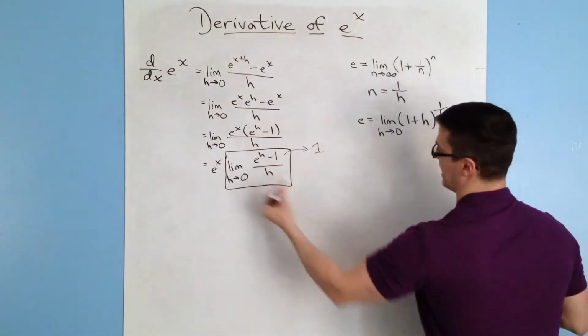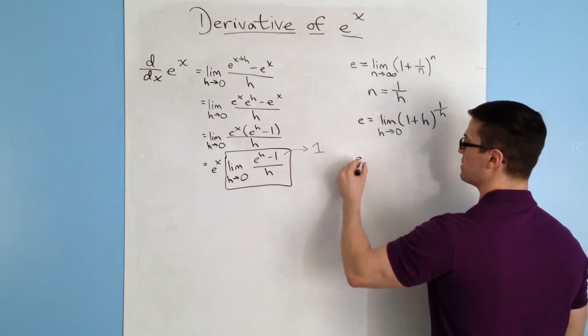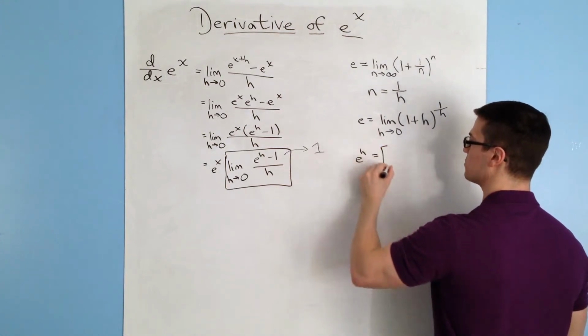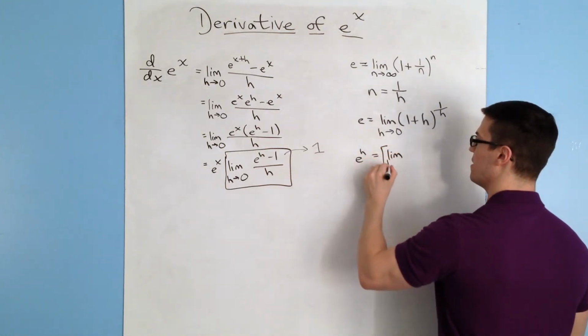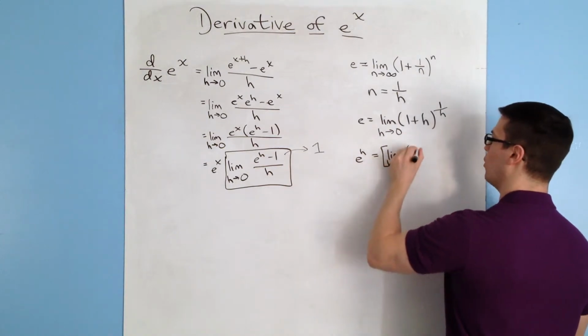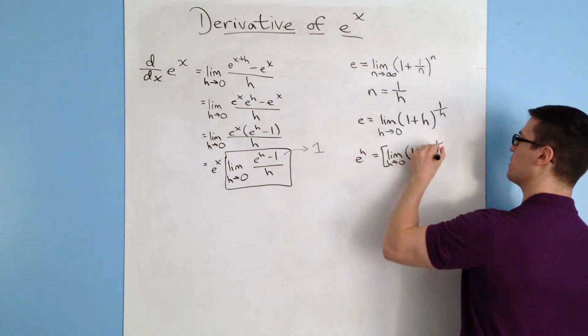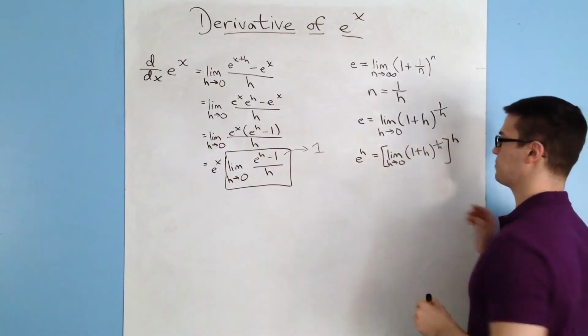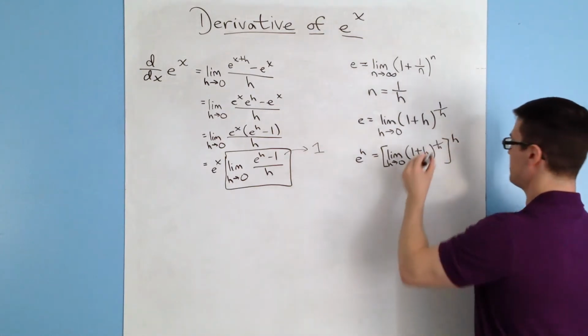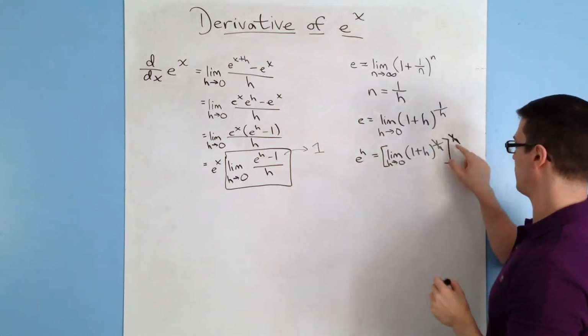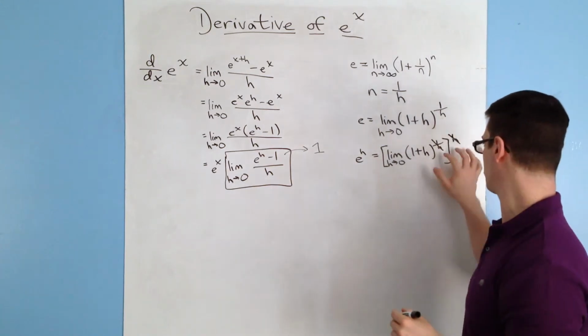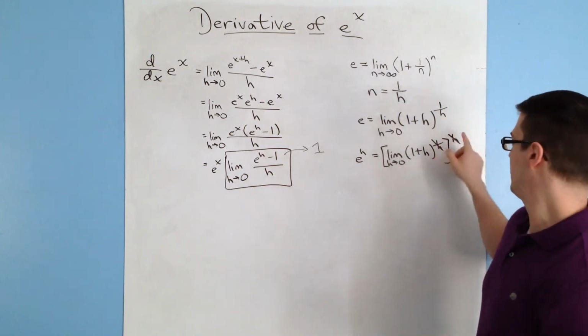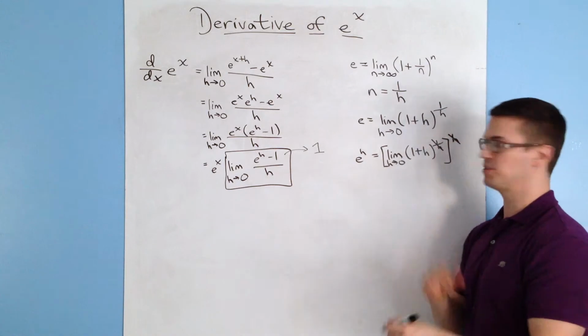Okay, now I need e to the h. Well, I have e right here. I'm going to raise both sides to the h power. So I'm going to put this in a little bracket here. The limit as h goes to 0 of 1 plus h, and it's being raised to the h power. Now, these h's will cancel because you can multiply the 1 over h times h when you have an exponent of an exponent, and it ends up canceling to 1 because h over h is equal to 1.